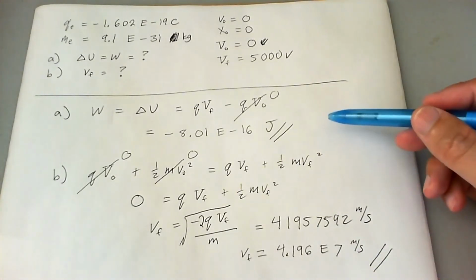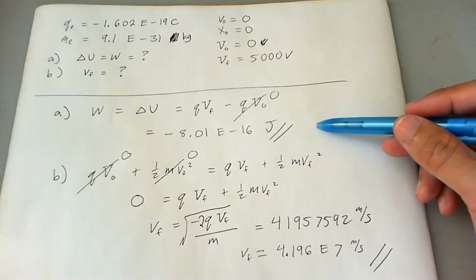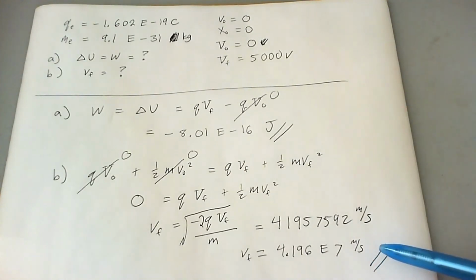Here are my 2 answers: the work being done on the electron and the velocity of the electron after it moved from one plate to the other plate of the parallel plate capacitor.